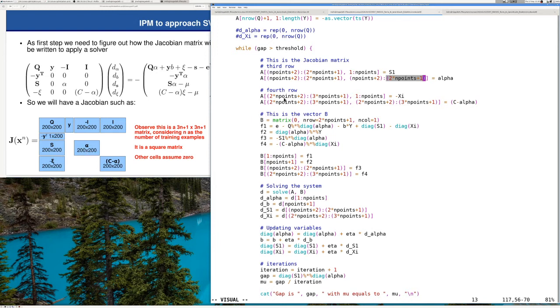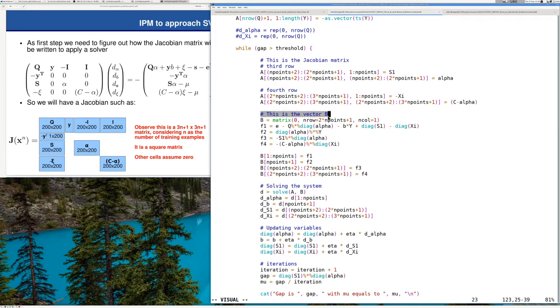And the fourth function, not row, is going to be from 402, sorry, to 601. That's in terms of rows. From the first column to the column 200 minus psi, as in here. And then here, we're going to have C minus alpha. That's all. Now we start.